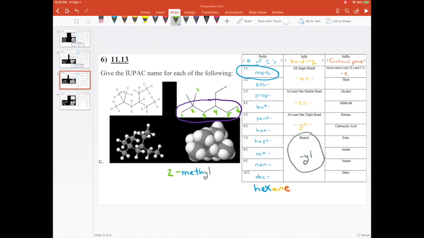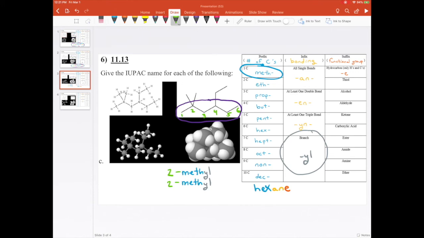Let's go to the next branch. This branch is connected to carbon 2. Always between numbers and letters goes a dash. There's only 1 carbon in this branch, and the prefix for 1 carbon is meth. Because it's a branch, immediately after that prefix comes the suffix YL. So the name for that branch is also 2-methyl.